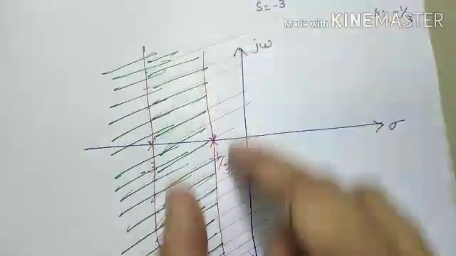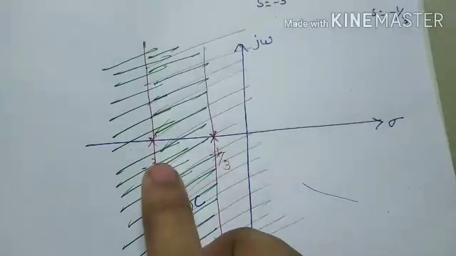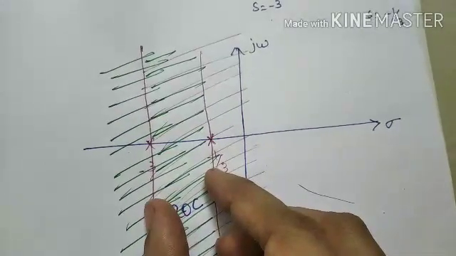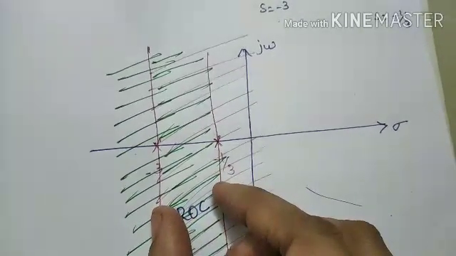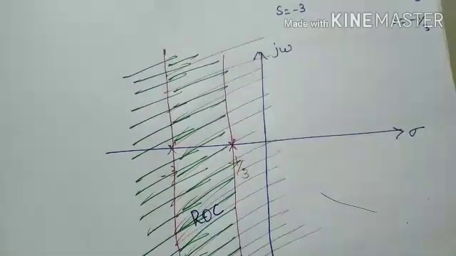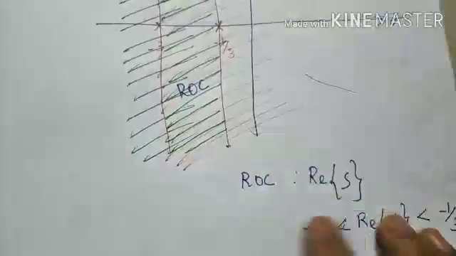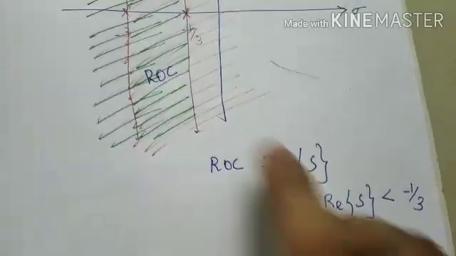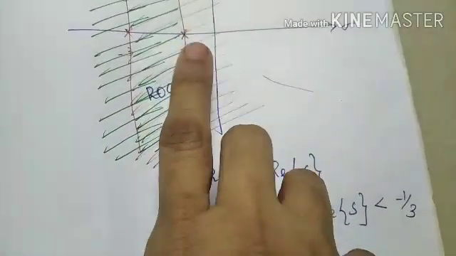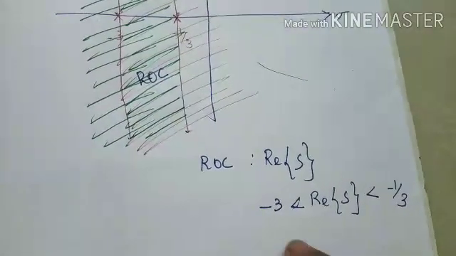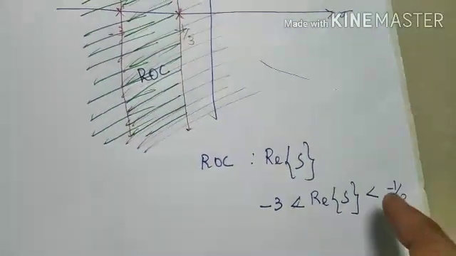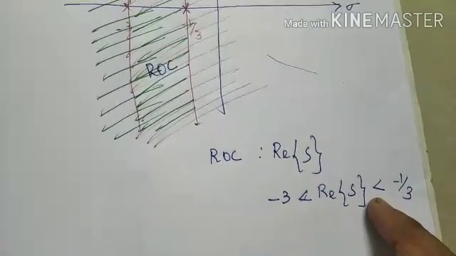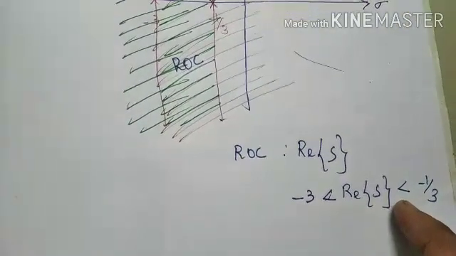So the area in between the poles minus 3 and minus 1 by 3 is the common region of convergence which is covered by this combined signal. So the region of convergence is said to be real part of s greater than minus 3 but lesser than minus 1 by 3. This is the answer for the combined region of convergence for the given signal.